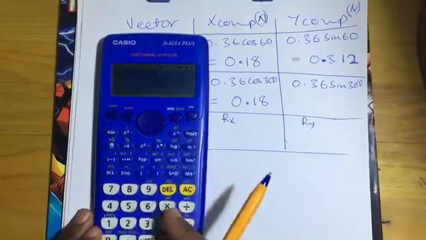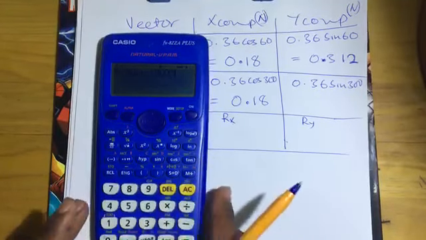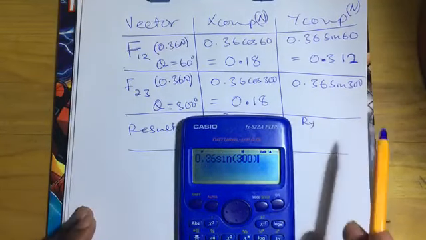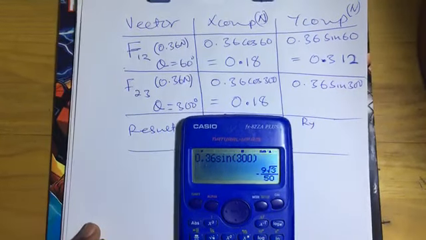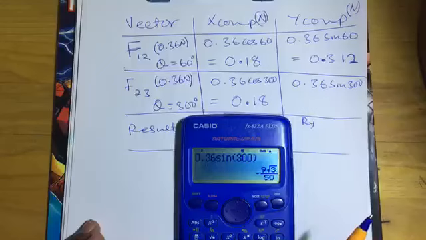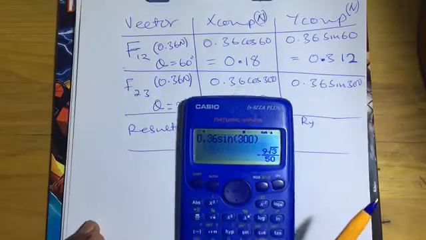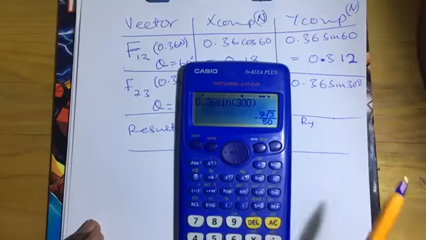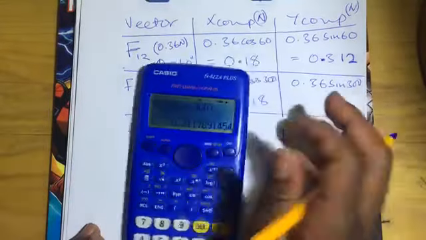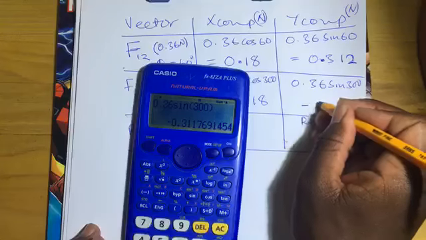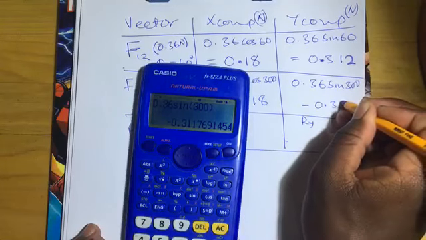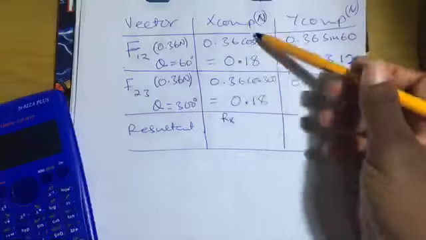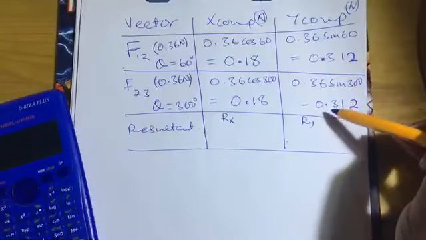0.36 sine 300. We should expect a negative answer because in the fourth quadrant sine is going to be negative. Okay, so negative 9 what? So if it gives you this funny answer, you press this button SD. Okay, SD. So this gives us negative 0.312. Okay, then we're going to add everything in the x, we're going to add everything in the y.